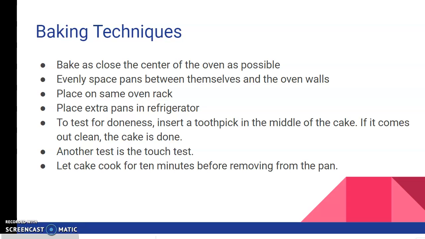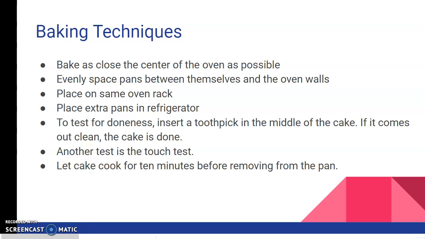You definitely want to place the pans in the same rack. If you don't, then there's going to be different baking times. One will get done before the other, and if you don't check on it, it can cause problems. If you have extra pans filled with batter that need to be cooked, you want to definitely refrigerate those, because remember, a lot of times baking batter has perishable ingredients in it, and you want to make sure that you're not letting it sit out too long.